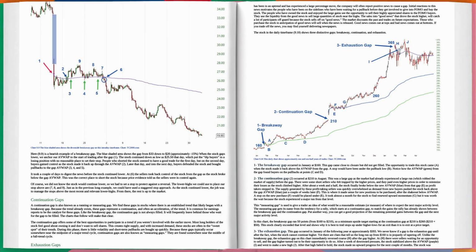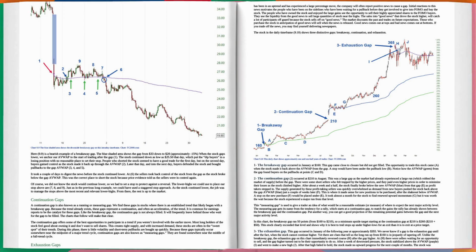This measuring gap is used to give a trader an idea of what would be a reasonable estimate or measure of where to expect the next major activity level. The measuring gap gets its name from the tendency for a rally, which starts at a continuation gap, to match the gains the rally has already shown between the breakaway gap and the continuation gap. Put another way, you can get a good projection of the remaining potential gains between the gap and the next major activity level. In this chart, the breakaway gap ran 50 points from $160 to $210, so a minimum upside target starting at the continuation gap at $210 is $260, $210 plus $50.